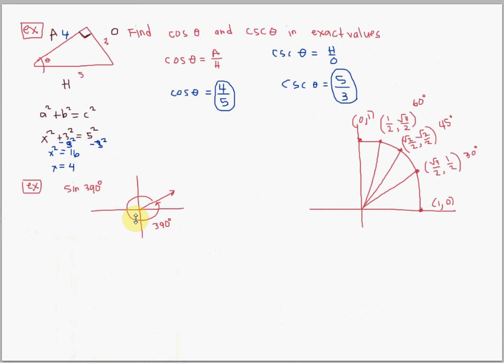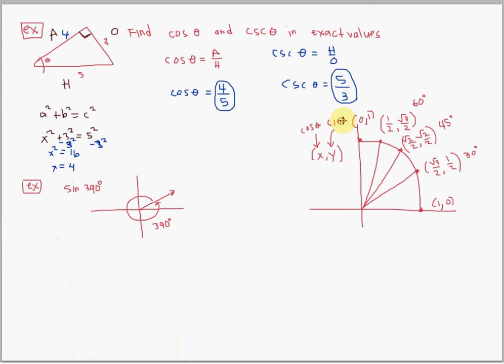So if it asks you for the exact value of 39 degrees, okay, well, we know that the sine of theta is the y-coordinate, which is something else I should write here. If you have your x and y coordinate, this is your cosine of theta, and this is your sine of theta.